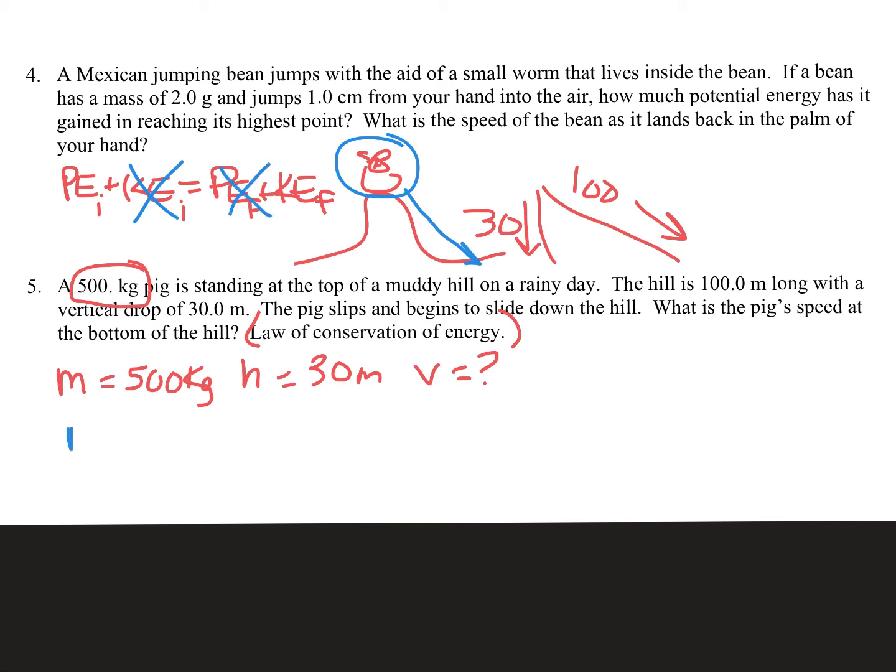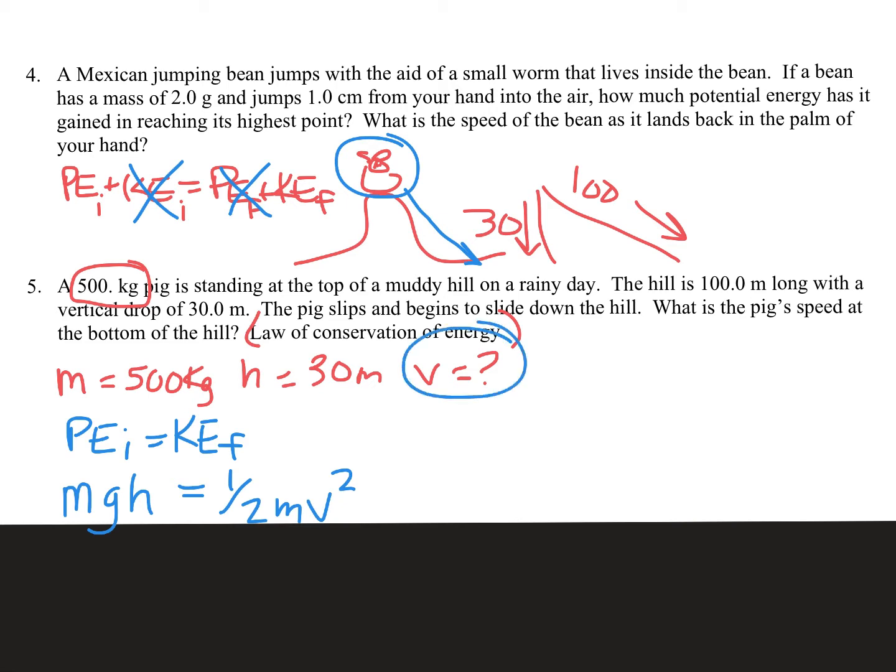So what does that mean? It means that the initial potential energy of the pig is now going to be equal to the final kinetic energy. So, can we use that to help solve for it? Absolutely. We know that potential energy is mass times gravity times height, and we know that kinetic energy is 1/2 mass times velocity squared. So let's start plugging in for that to solve for that final velocity of that pig. I'm going to switch colors here, and let's get to it.